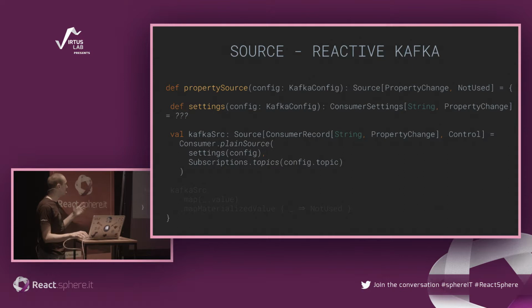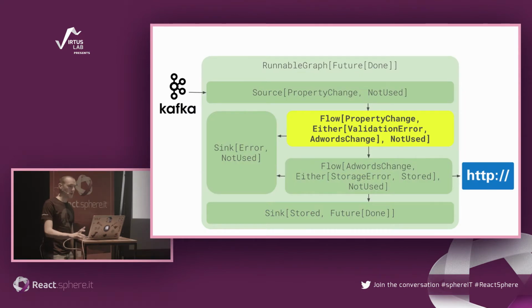So this is why in the second part of the slide of the source, we actually use map and mapMaterializedValue combinator from Akka Streams to basically adjust the types that we get from the library to our own domain types. So now onto the processing flow.